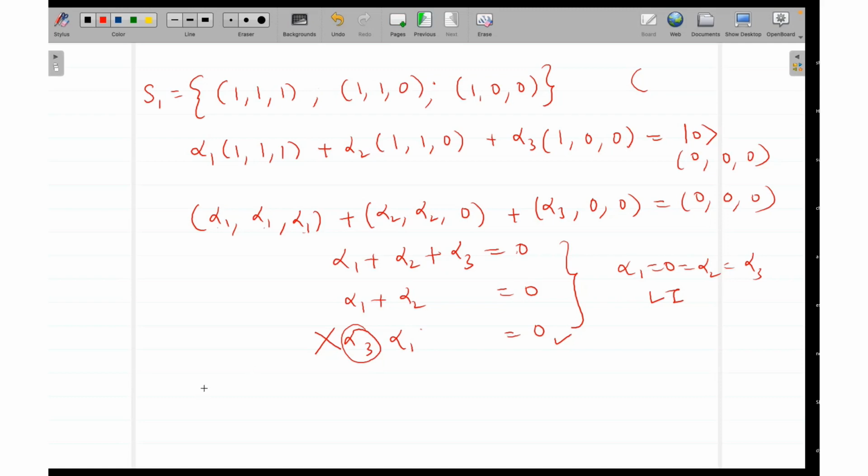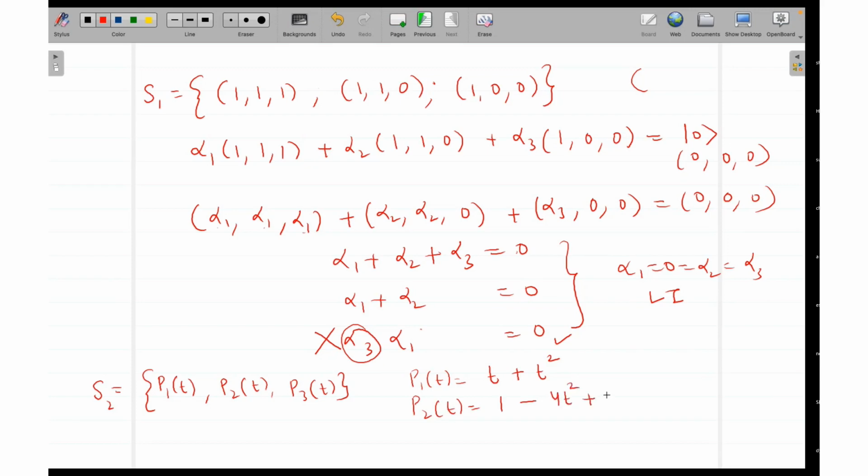Okay, so let's go to the polynomial space, and I give you three polynomials: P1(t), P2(t), and P3(t) with fixed degree, and this of course doesn't make a linear vector space. The only vector space which is possible is when the degree is less than or equal to n. I am going to talk about only linear vector spaces now, since I am talking about the linear independence of the vectors in these vector spaces. So let's say my P1(t) is t plus t square. My P2(t) is 1 minus 4t square plus 3t cube, and my P3(t) is 5 minus 2t.